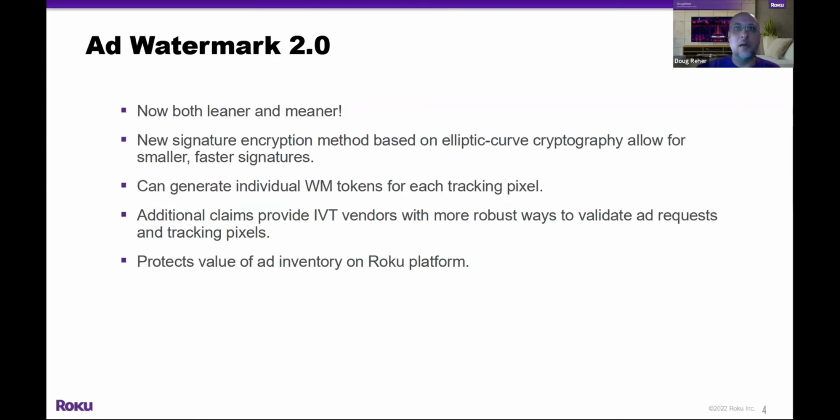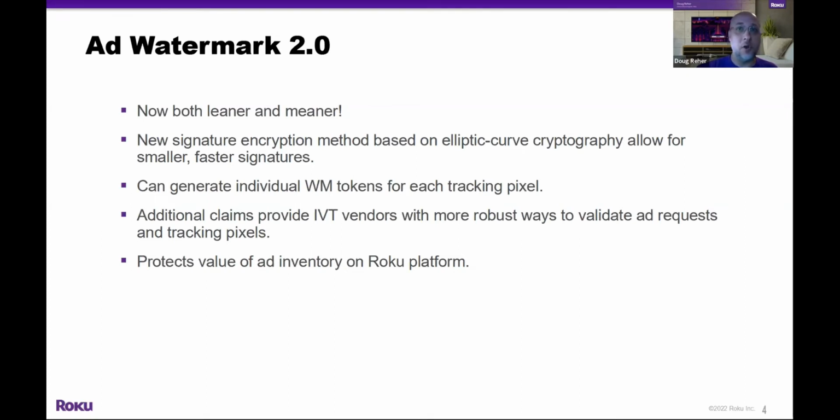So what does that mean? Effectively, in the first generation of the watermark, we only had a single token that was shared across an entire ad playback session. And so now with Watermark 2.0, we can actually try to generate individual tokens for each individual tracking pixel because it's substantially faster.